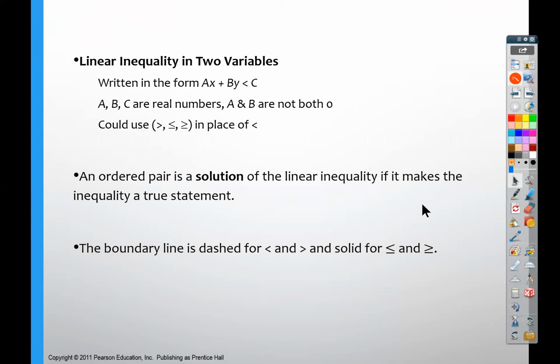All right, an ordered pair is a solution of the linear inequality if it makes the inequality a true statement. The boundary line is dashed for less than or greater than and solid for less than or equal to and greater than or equal to.